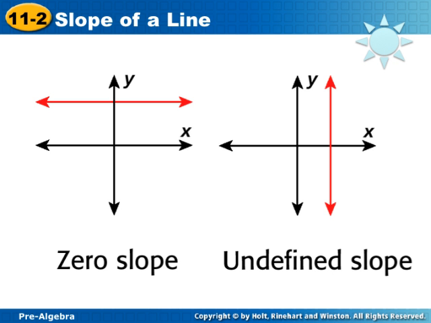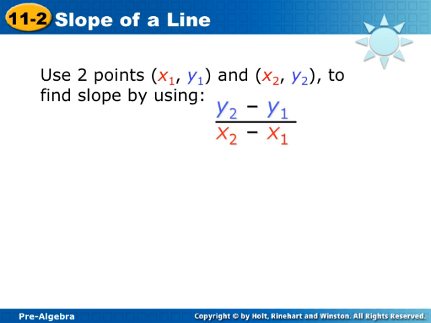You can use 2 points. Here we'll say that the first point is (x1, y1), and the second point is (x2, y2). And you can use these 2 points to find the slope by using the slope formula: the change in y over the change in x. So this is what I mean.